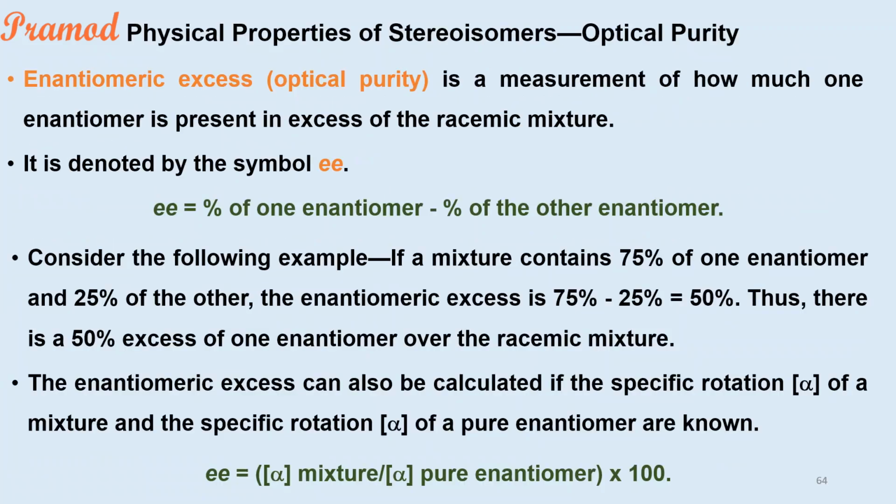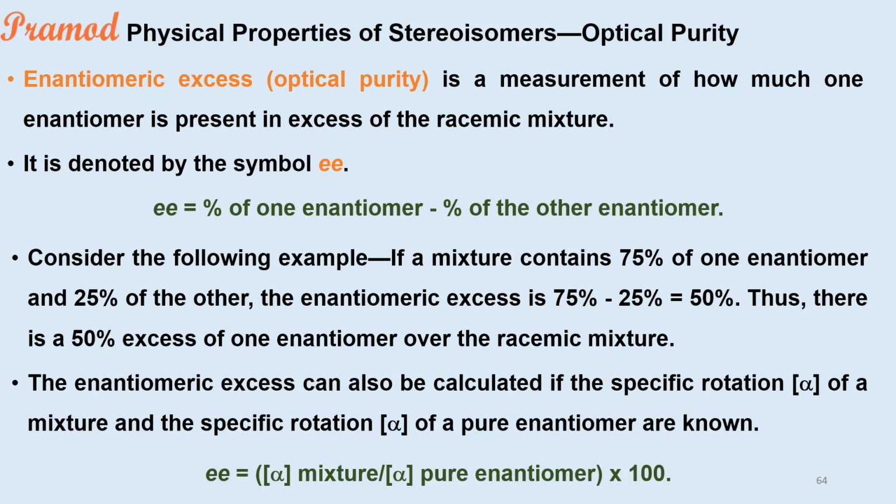Now, some other measures of optical purity. Now, let's see what is enantiomeric excess. It is used to measure the optical purity of the compound. It is used as a measure of how much one enantiomer is present in excess of the other in an enantiomeric mixture. So in a racemic mixture, there will be both the enantiomers, A and B. How much is the concentration of one enantiomer in that mixture in comparison to the other can be found out by the term called enantiomeric excess, and it is denoted by EE.